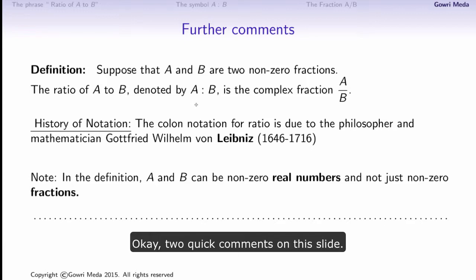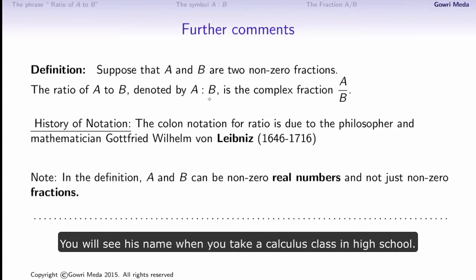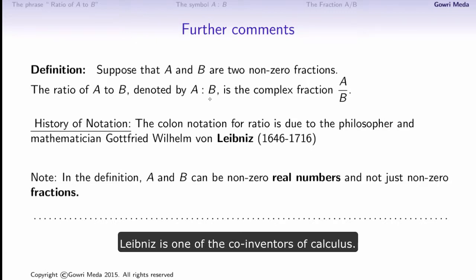Okay, two quick comments on this slide. This colon notation used in A to B is due to the philosopher and mathematician Leibniz. You will see his name when you take a calculus class in high school. Leibniz is one of the co-inventors of calculus. So he introduced this colon notation that we continue to use today. The concept of ratios existed before Leibniz, but this colon notation is what Leibniz introduced.